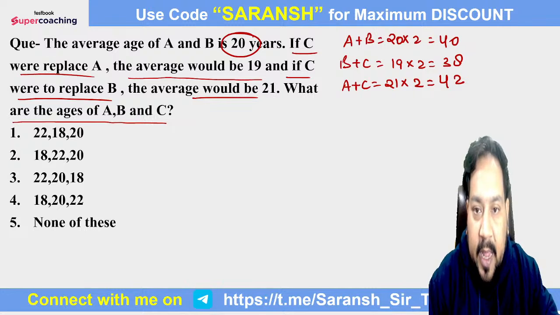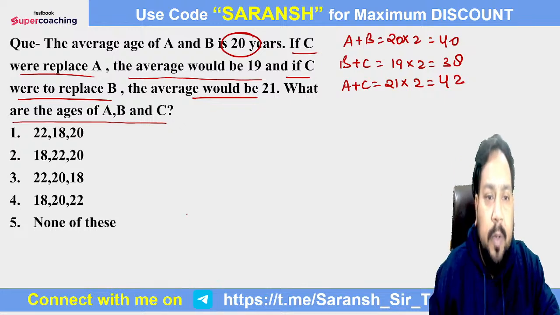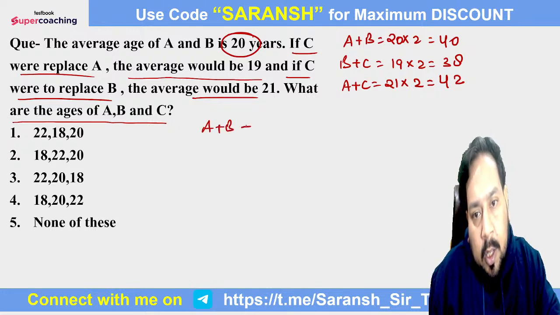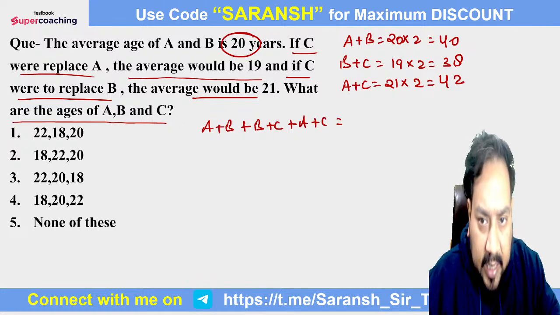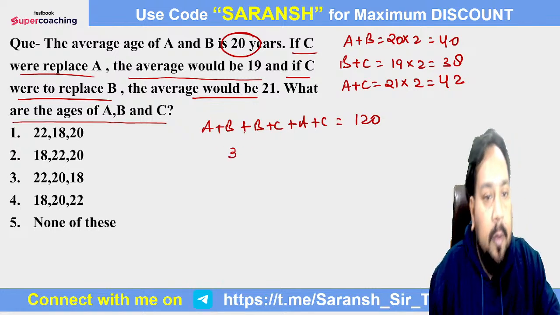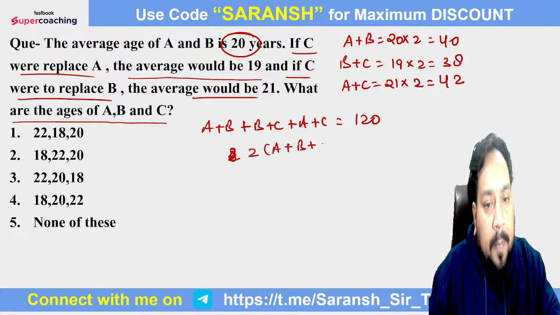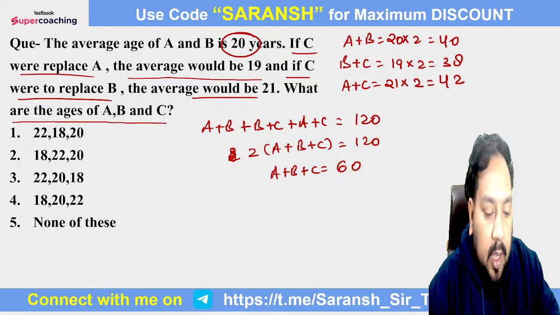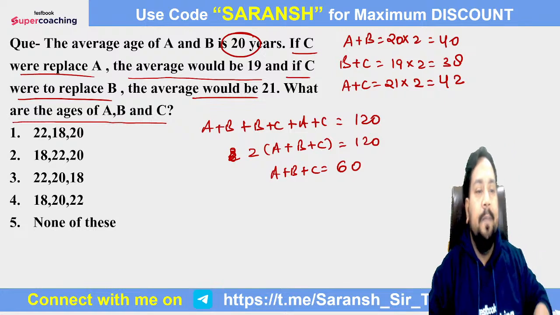You have A plus B, B plus C, A plus C. Quite simple. A plus B plus B plus C plus A plus C, that will be 40 plus 38 plus 42, that is 120. Now 2A plus 2B plus 2C. Just take 2 common. A plus B plus C equals 120 by 2. It means A plus B plus C will be 60.